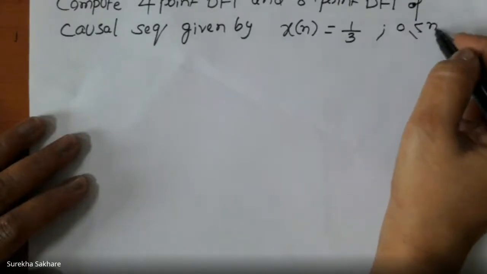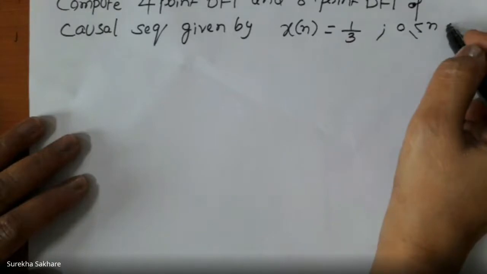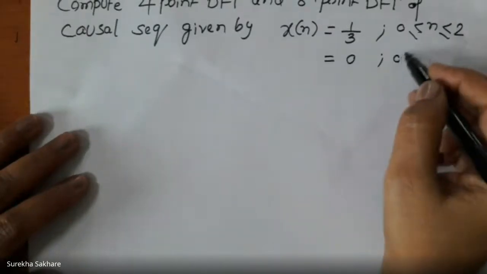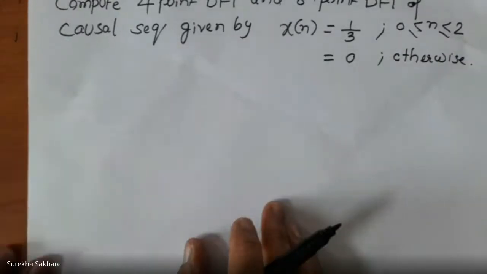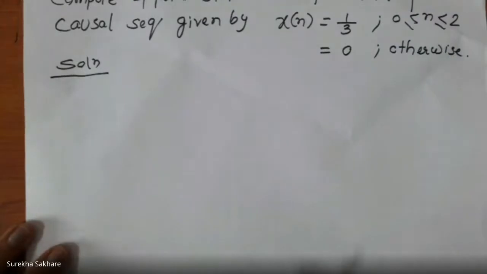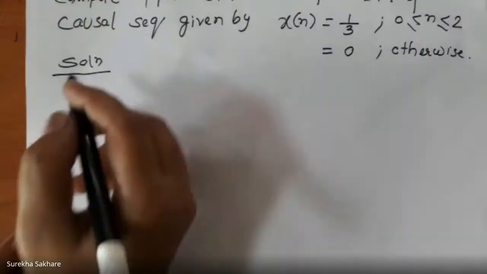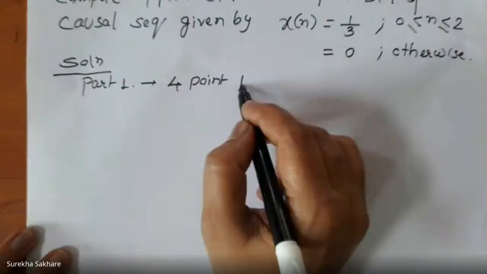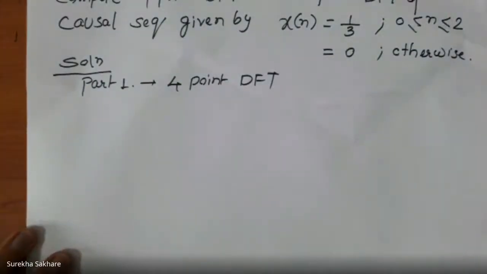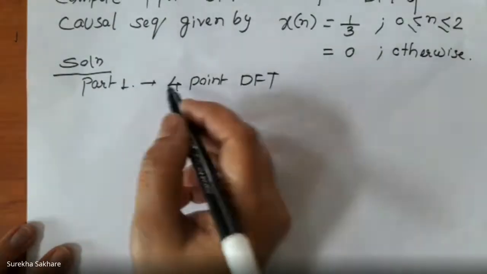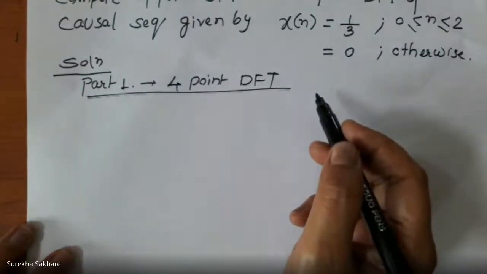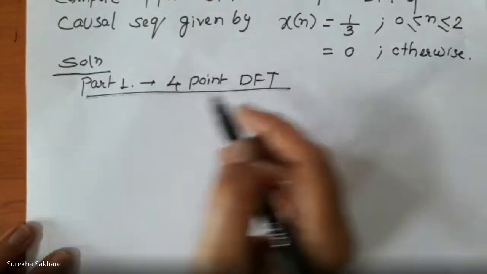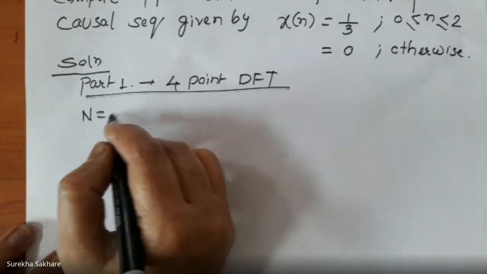Okay. So now, how to solve this? The part one is 4-point DFT. Now in this, when we are asking a 4-point DFT to be solved, then N value becomes 4.